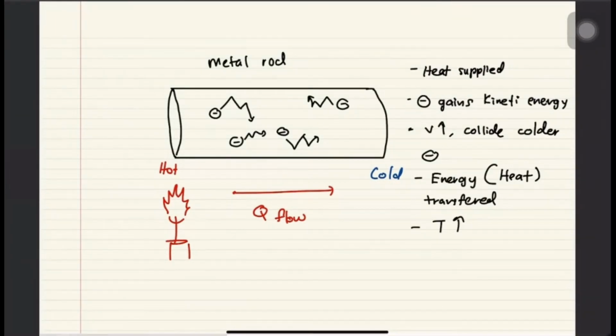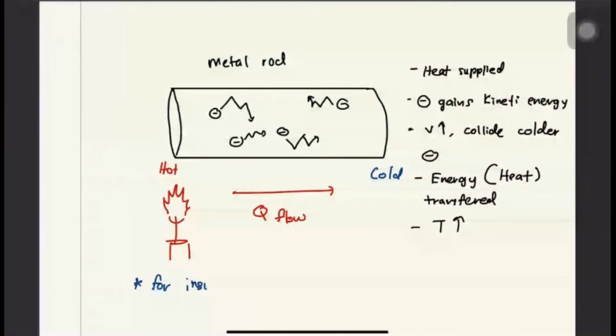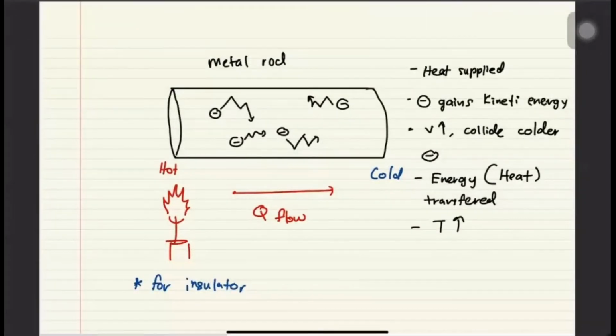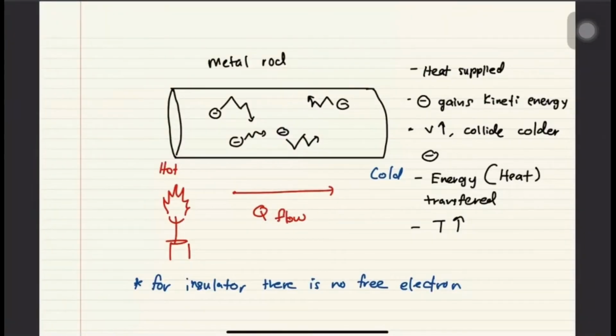Insulators actually have no free electrons. Okay. So for insulators, the main difference is that there is no free electron. But if there is no free electron, it means the electrons are not free to move. So if you give energy to the electron, what will happen to the electron? What do you think? It cannot move, but its energy goes up. So what happens?